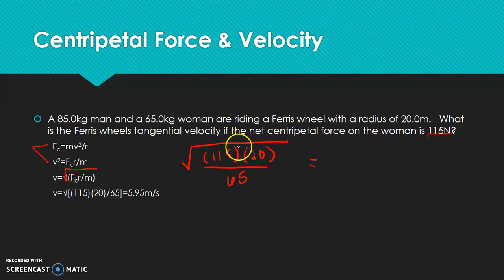So you should put in your calculator 115 times 20 and then hit equals, divide that by 65, hit equals, then find the square root of that number. And if you've done it correctly, you should get 5.95 meters per second. And again, this was velocity.